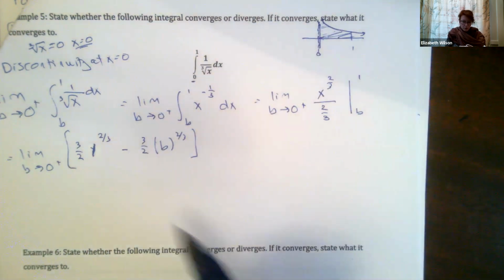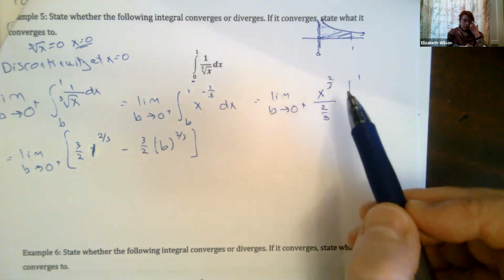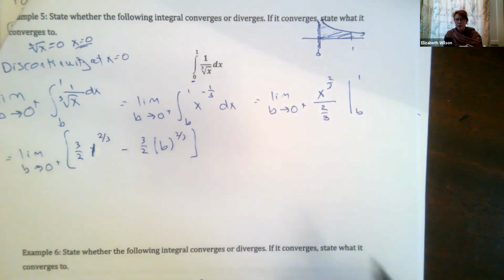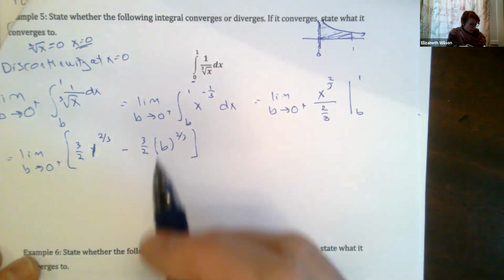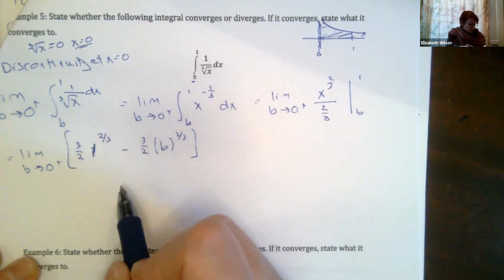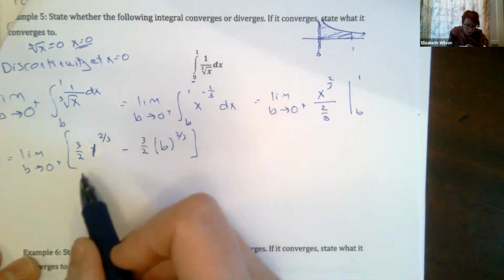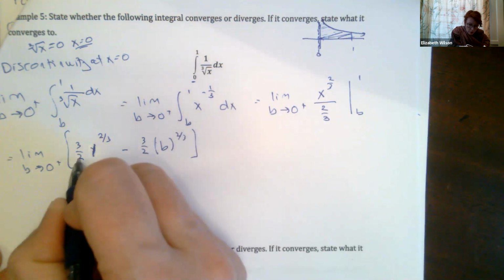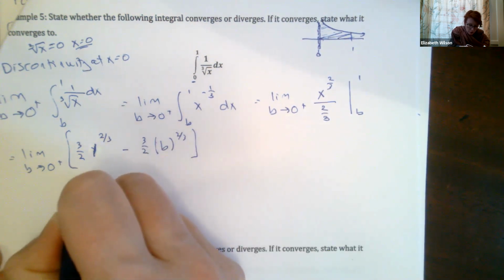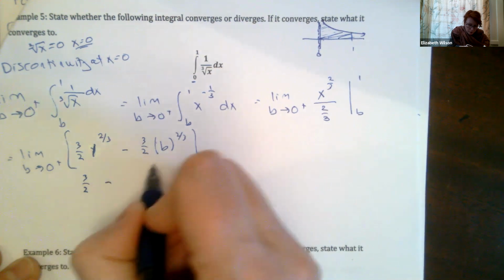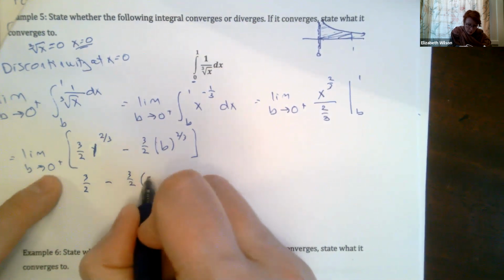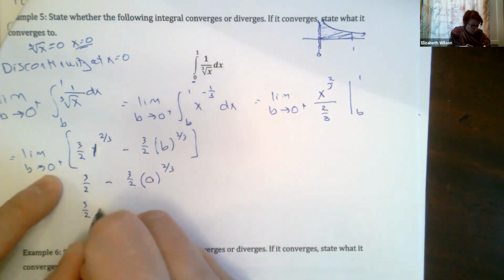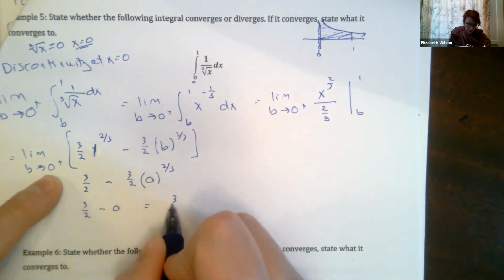So 1 to the 2/3. I'm plugging in here. You're going to want to write this out. It's okay if you want to factor out the 3/2, either way is fine. Now I can plug in my b and evaluate my limit. 1 to the 2/3 is just one, so this is 3/2 minus 3/2 times 0 to the 2/3, which is zero. So this is 3/2 minus zero, which is equal to 3/2.